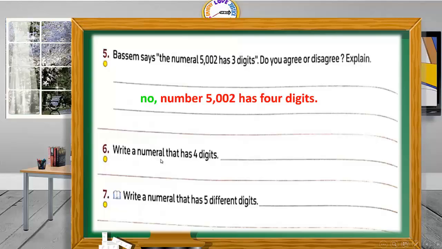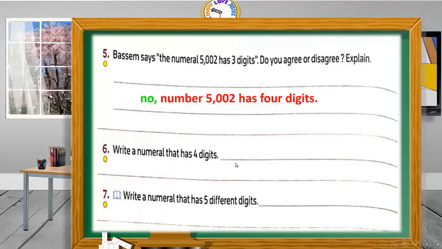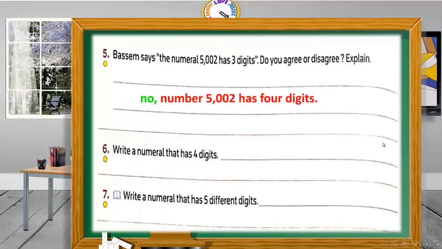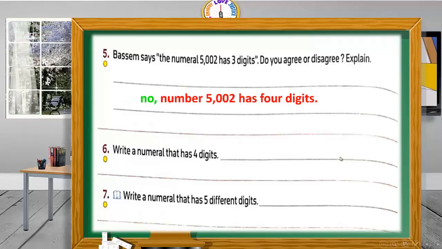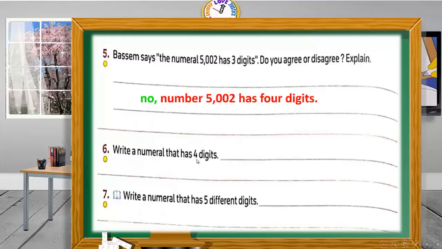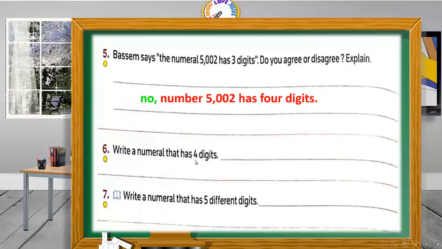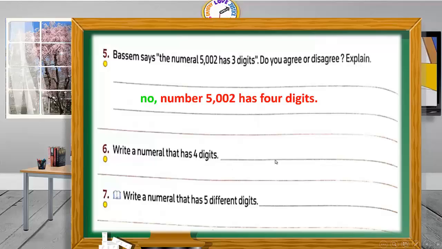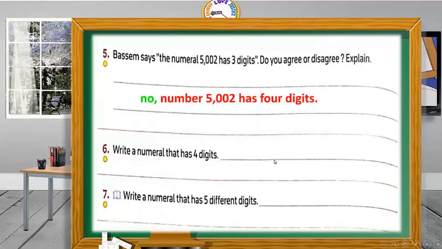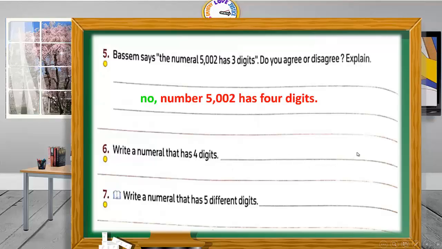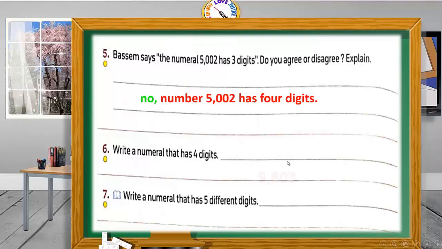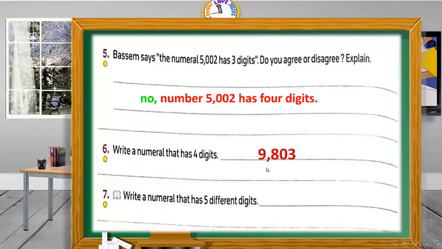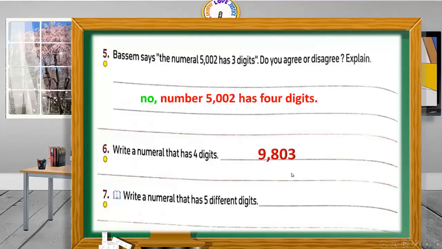Number 6. Write a numeral that has 4 digits. We said we have 10 digits from 0 to 9. Use any 4 digits because he tells you here 4. Choose any 4 digits and write it as you like. Okay? We have more answers to this question. I take 9803. This is my 4 digits.